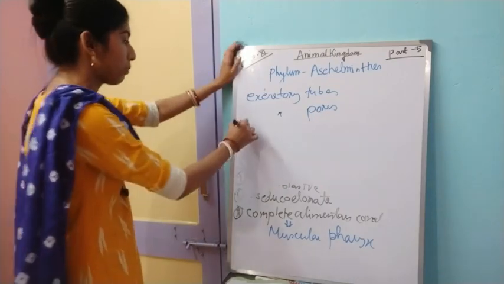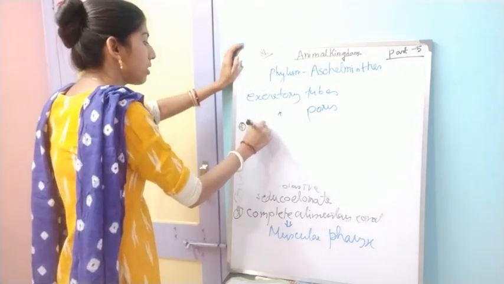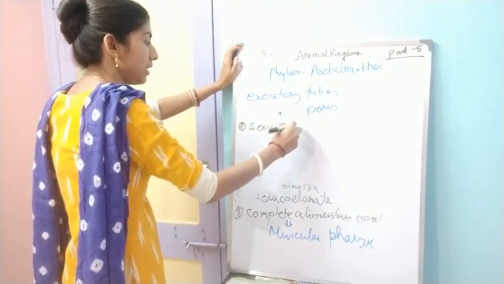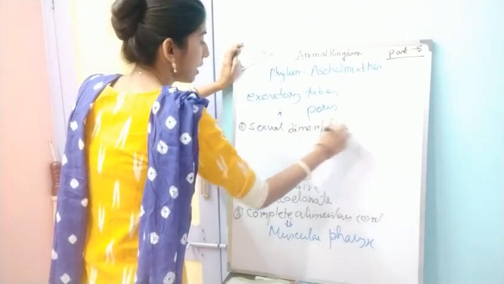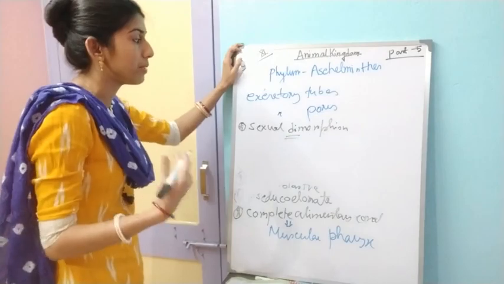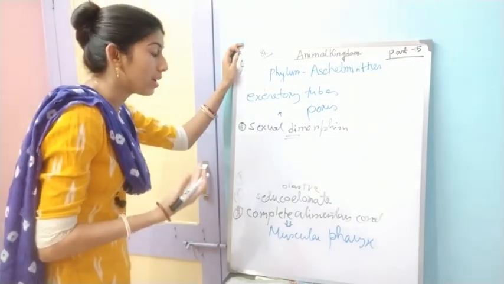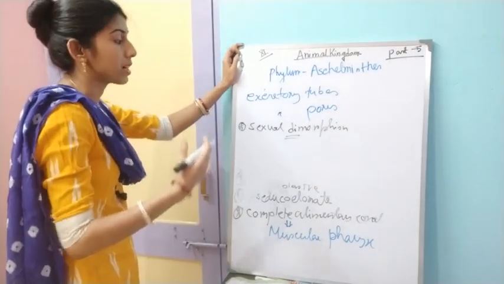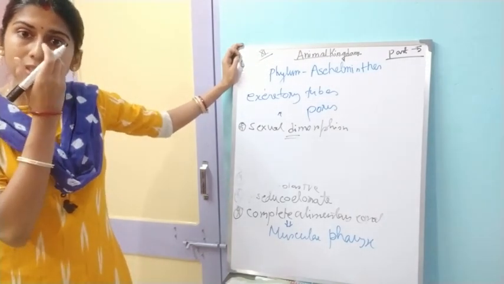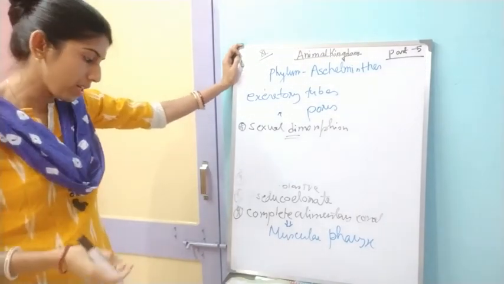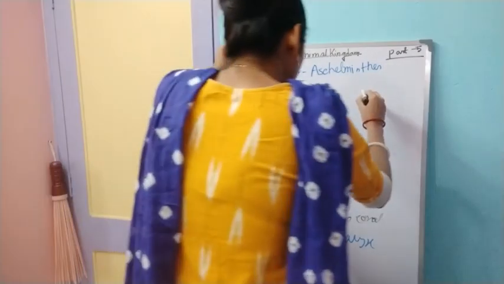And another main property, sexual dimorphism can be seen in Aschelminthes. As you know, dimorphism means two, that means male and female reproductive structures are present in two different bodies. In case of Aschelminthes, that sexual dimorphism property can be found. So let me draw.